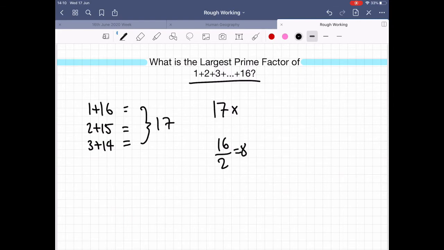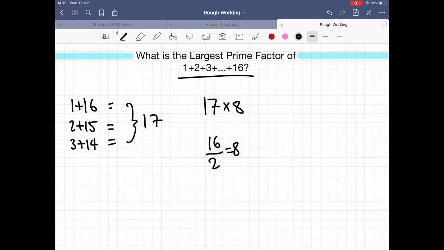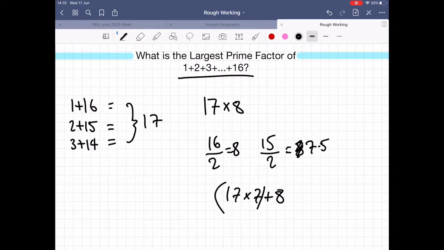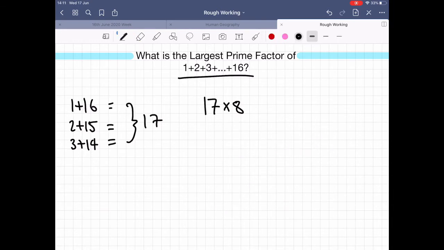16 over 2 is 8, so it's all going to happen 8 times. If there was an odd amount, for example 15 over 2, you know that the 7, it wouldn't work. So what you have is 17 times 7 plus the median, which would be 8 in this case. So here this all works out like this. We can do 17 times 8. So that's 136. So now we've got this bit.